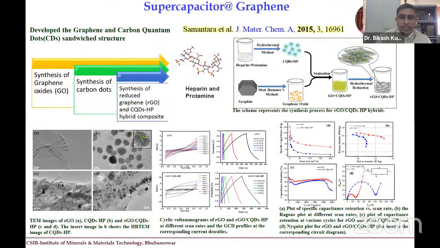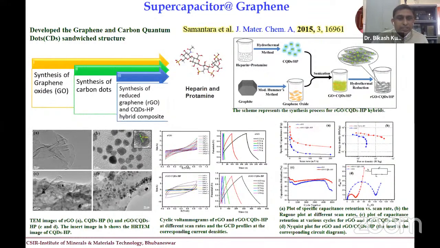So what we did was synthesize carbon nanodots using the hydrothermal method. Then we synthesized the graphene oxide, mixed both, did sonication and some hydrothermal reduction. During the reduction of graphene oxide, the carbon nanodots remain in between the graphene layers, forming sandwich structures, so that the surface area does not decrease.